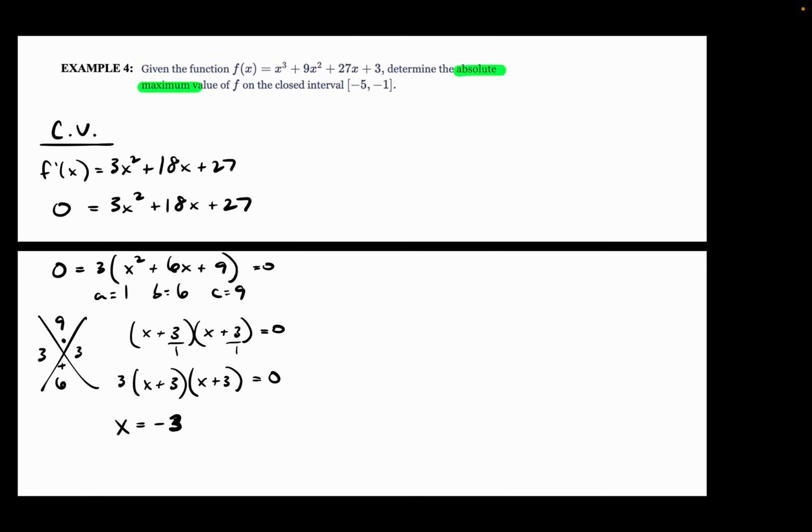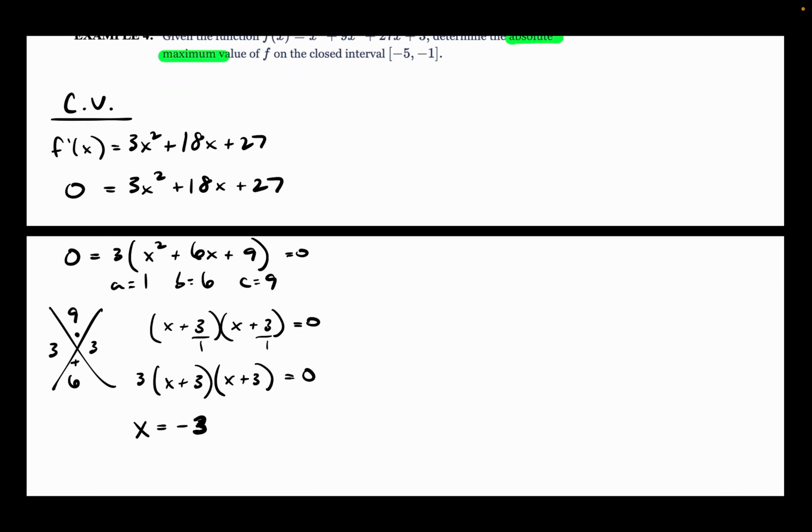So how do we check? Checking is really easy. You just got to remember to do it. We make a little table. The left side is the x values, the right side are the y values, or f of x. What goes on the left side? The first thing that goes on the left side is your critical values. I only got one.